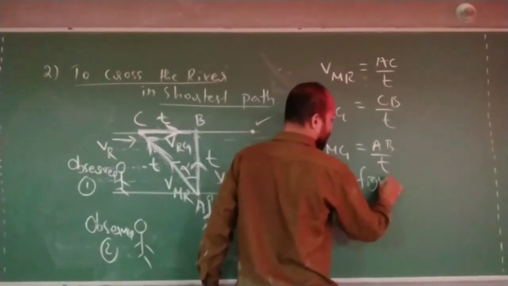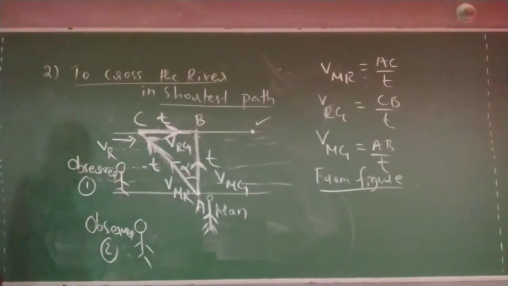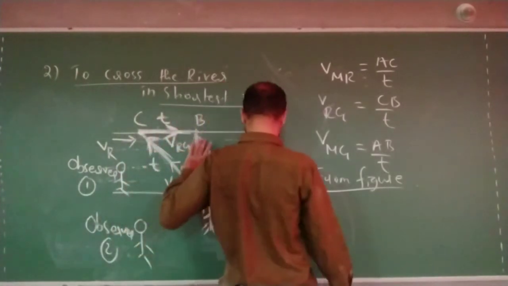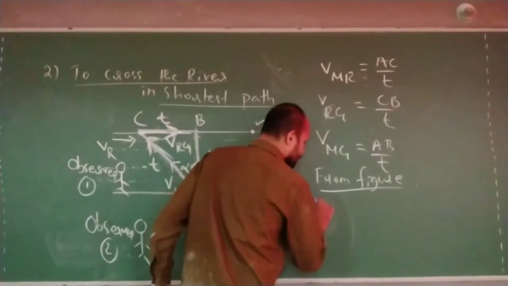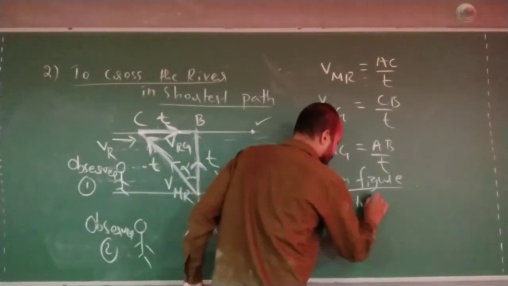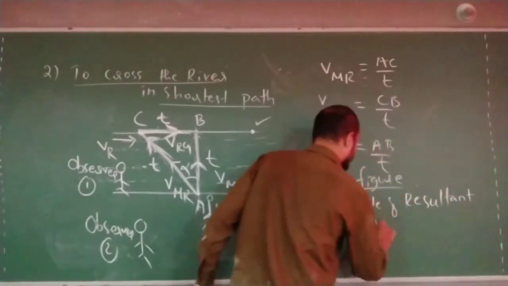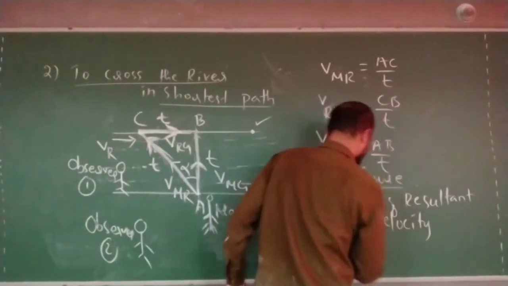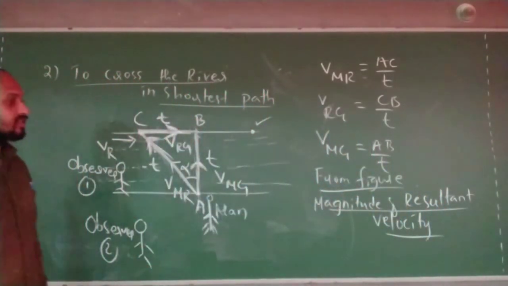See here. From the figure, what can you write? From the figure, the magnitude of resultant velocity I can write. Magnitude of resultant velocity. How much is it?